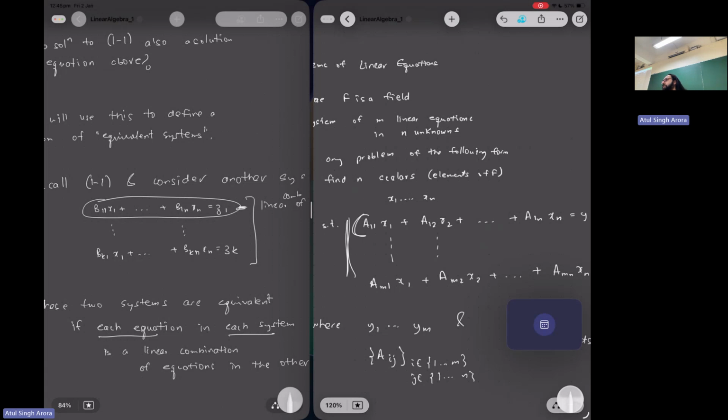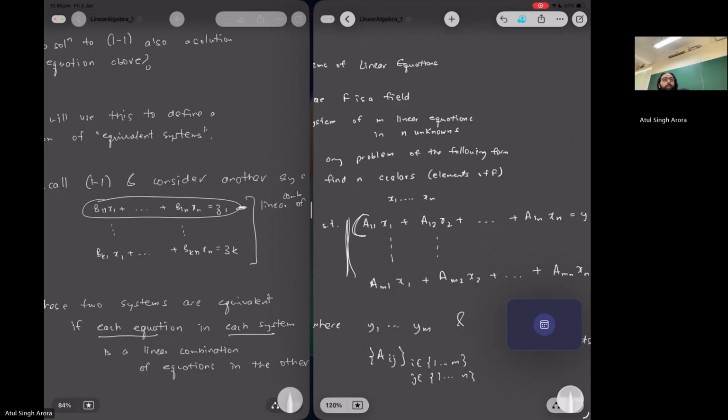Tell me if something's not clear. You can ask, okay, if you have any questions. Okay. Does anyone have any intuition for why we are defining equivalence this way? Why would we define this notion?